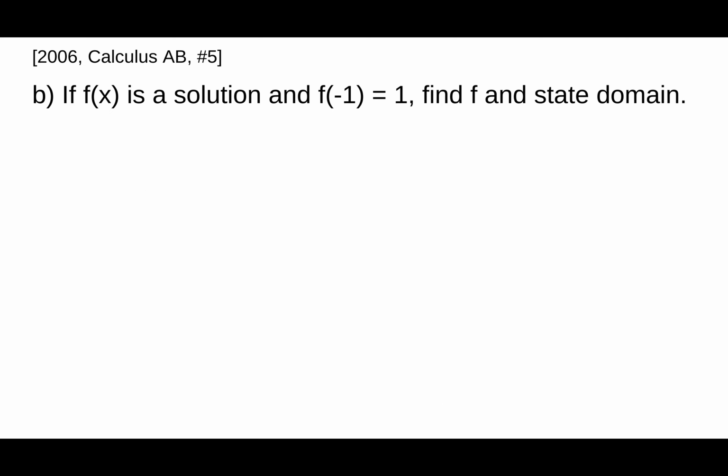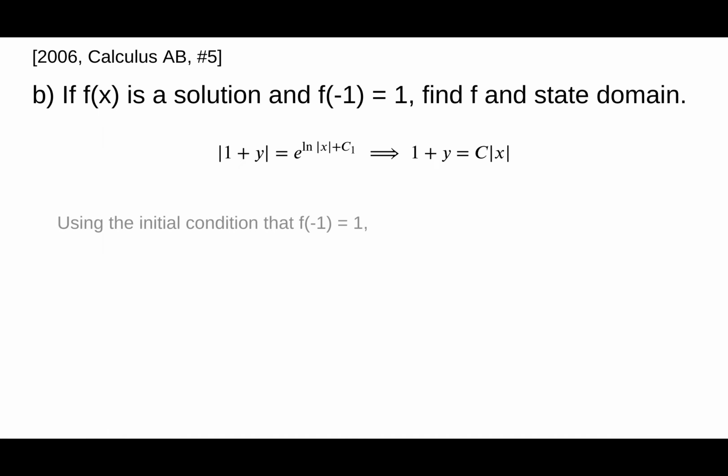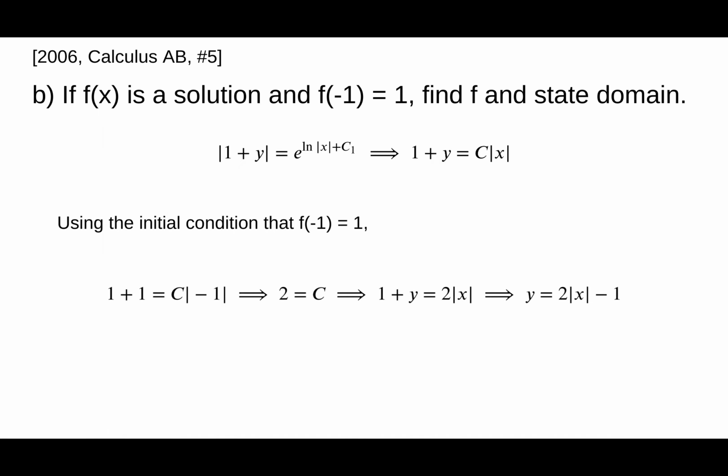So we're getting close to solving for y. Given the initial condition that f of negative 1 is equal to positive 1, we can use that to find out more about our function y. Plug in negative 1 for x and positive 1 for y. We get 2 equals c times the absolute value of negative 1, which means c is just equal to 2. And now that I know c is equal to 2, I can write 1 plus y equals 2 times the absolute value of x, which is 2 times the absolute value of x minus 1 is equal to y.